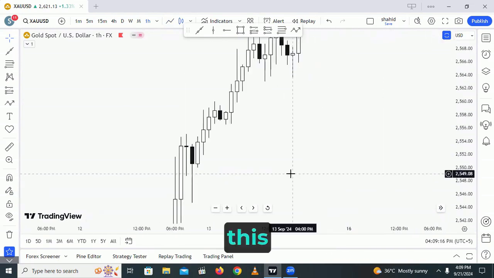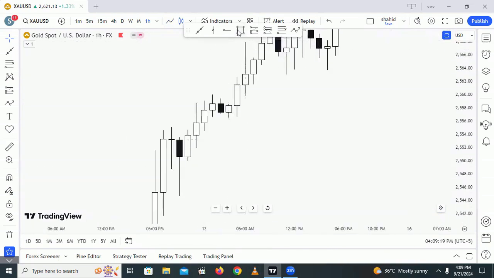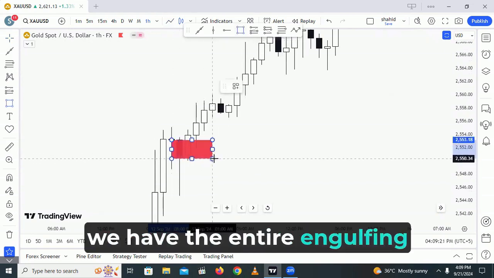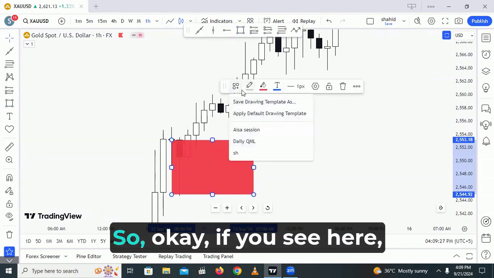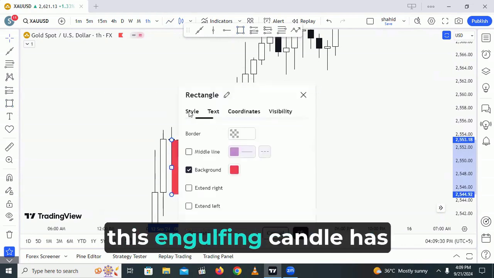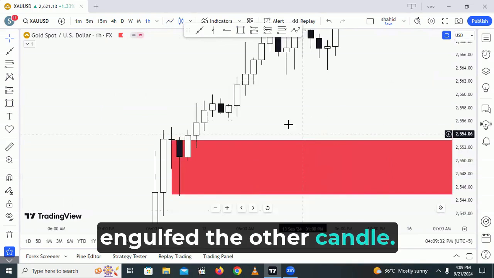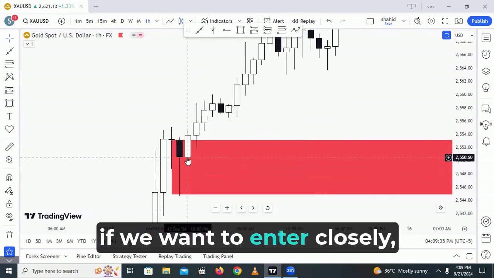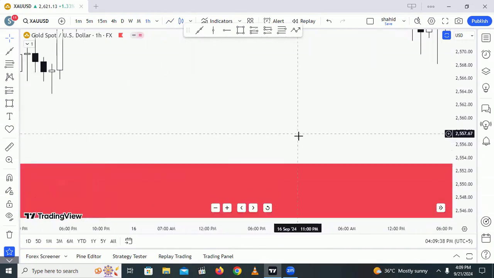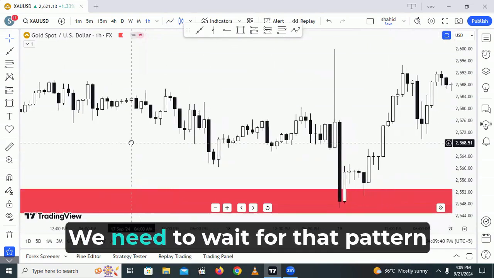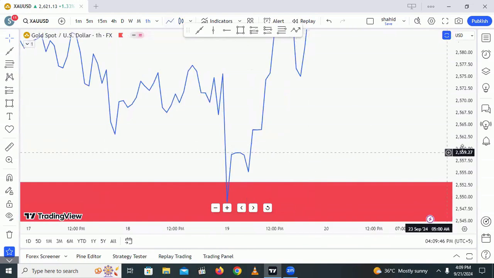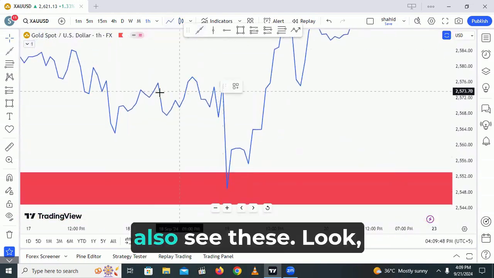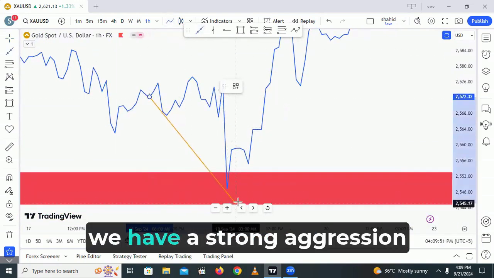Here, if you see this, we have the entire engulfing pattern here. Okay, even if we go up to here, we can do it in this length. So, okay, if you see here, this engulfing candle has engulfed the other candle. So now if we want to enter closely, what do we need to wait for? We need to wait for that pattern to form here. If you see here, you can also see these. Look, we have a strong aggression here.